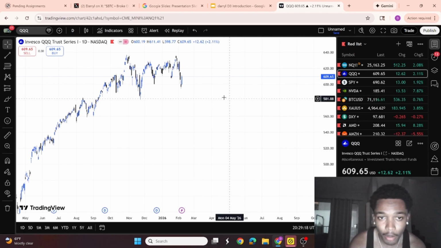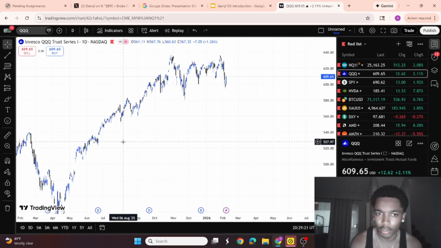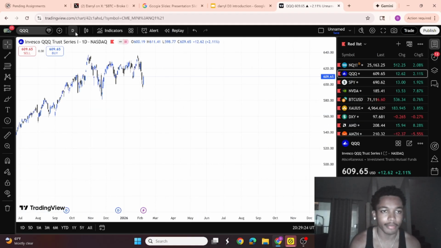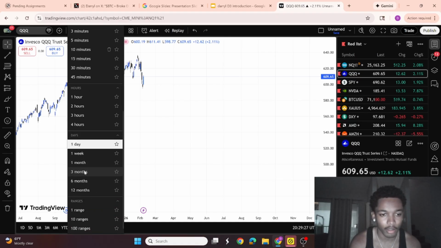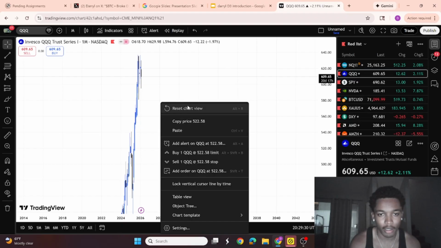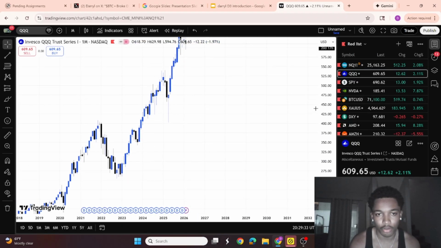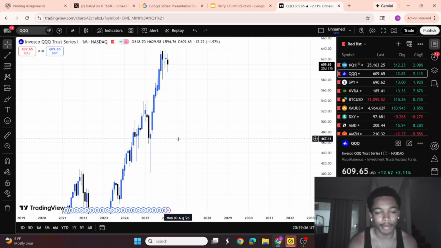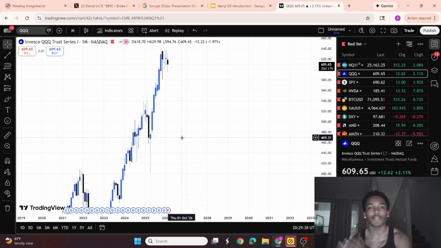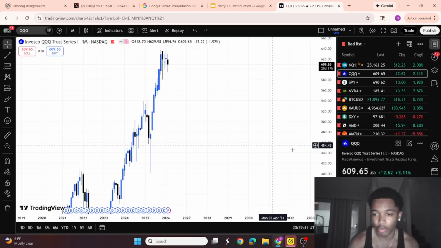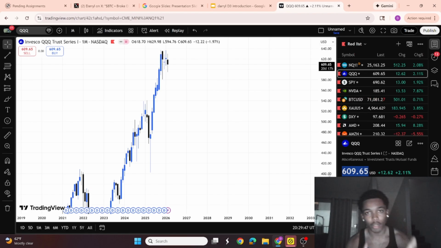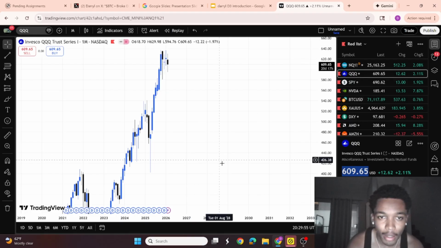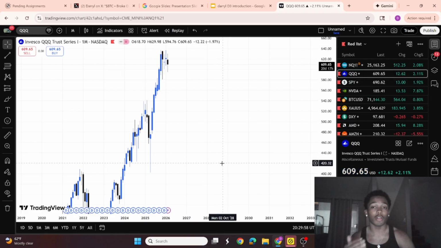All right. So let's learn how to read a candlestick. So let's zoom in here. Actually, let's zoom out so we have a better understanding of how to read charts. All right. Now, candlesticks are telling a story about the price action. So we can see here 609.65. That means one share of QQQ is $609.65.